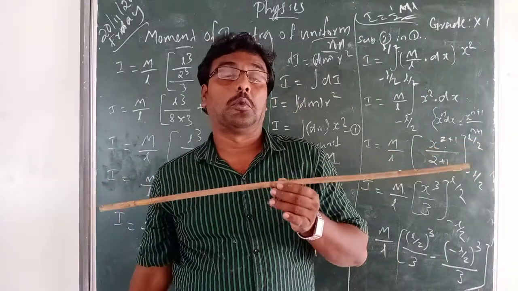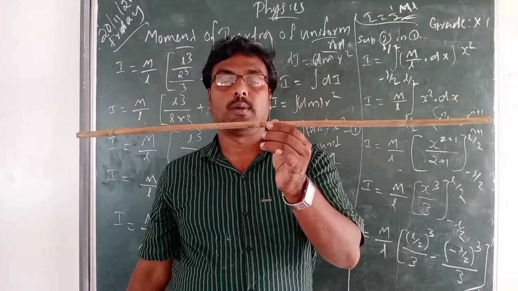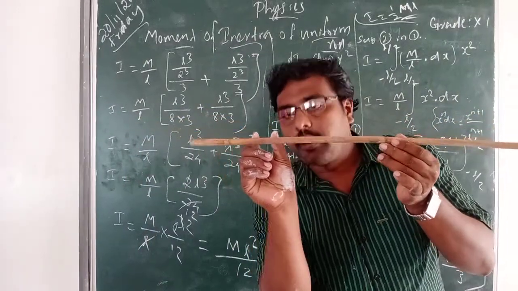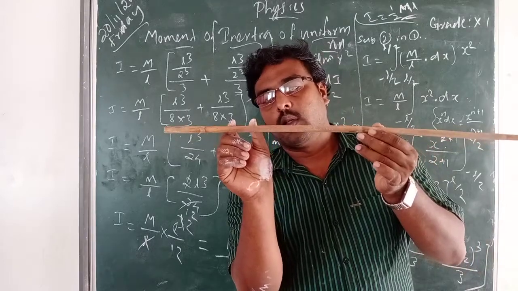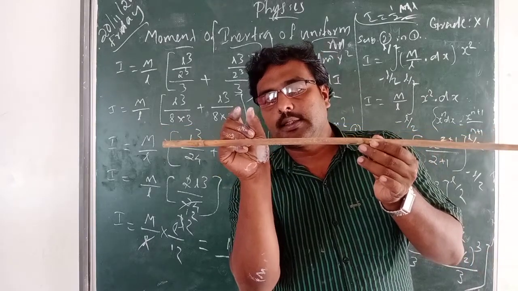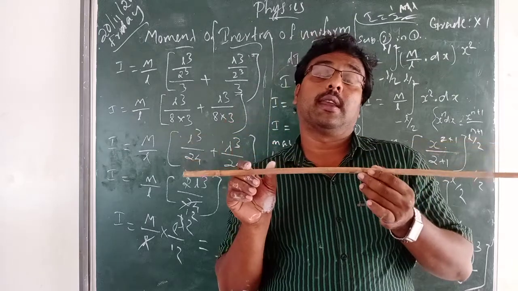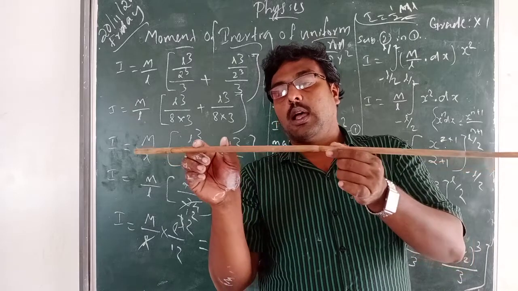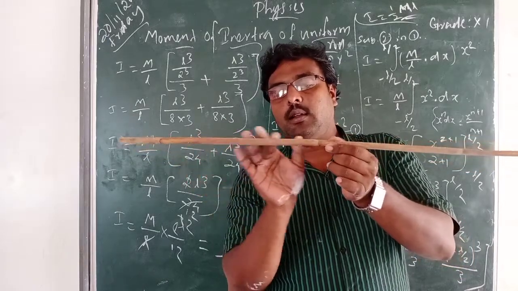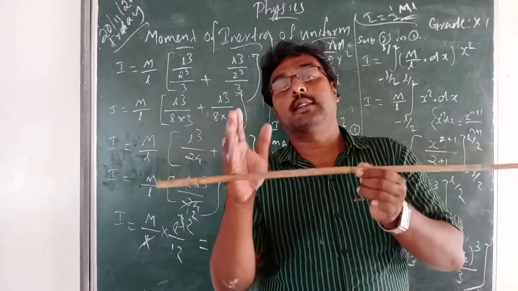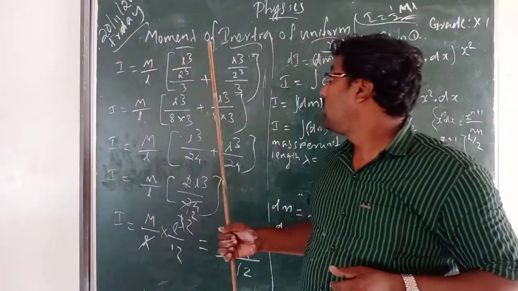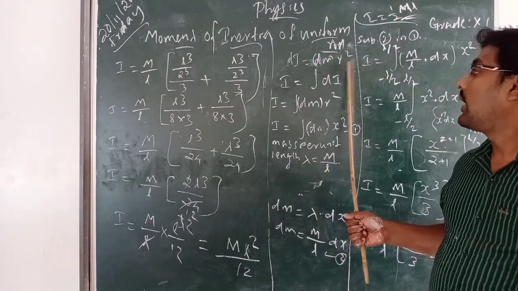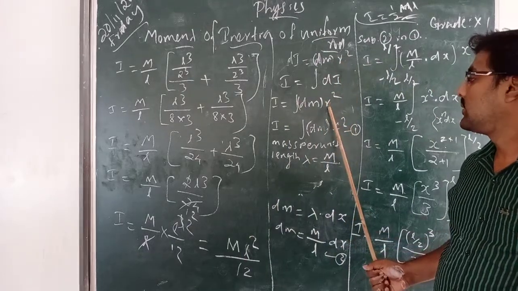Now we want to find out the moment of inertia of this uniform rod. For that I am choosing a small portion from here, dm, and its length is dx. That is what we are saying, mass per unit length. And this dm is kept from the origin at a distance x. So this r is equal to x square.